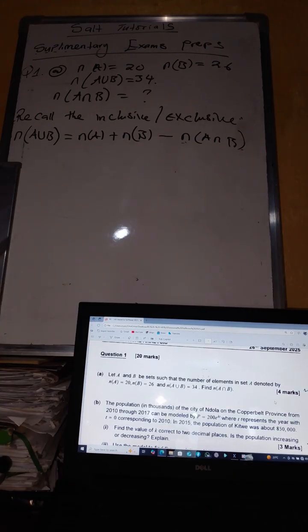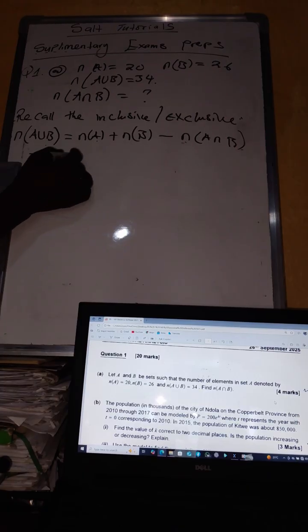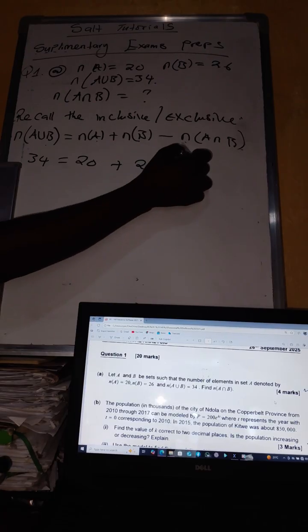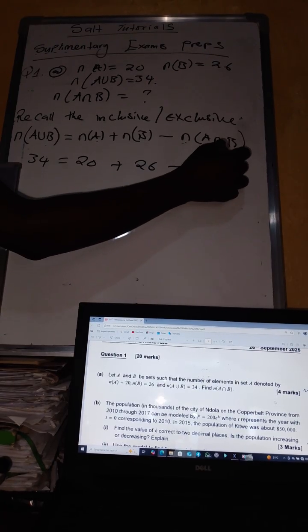So what are we looking for? We're looking for the number of elements in the intersection part. So we have the union, which is 34. We have A, which is 20. We have B, which is 26. And we're looking for the intersection, right?